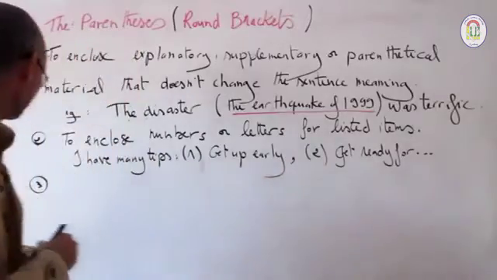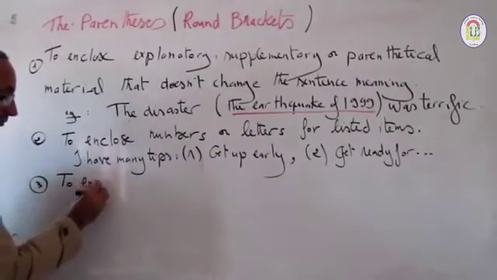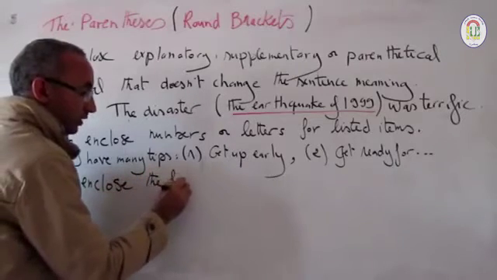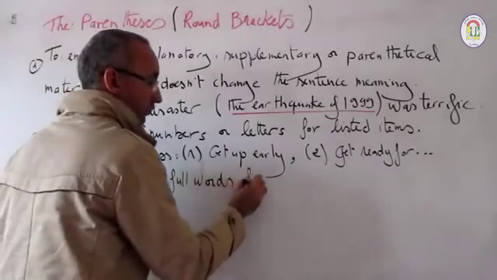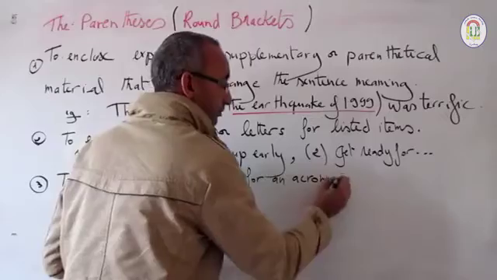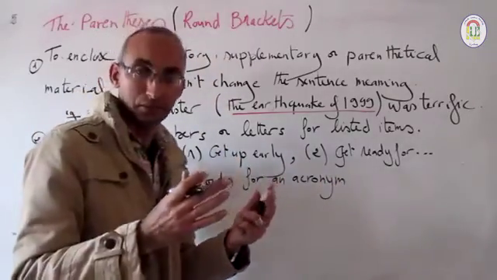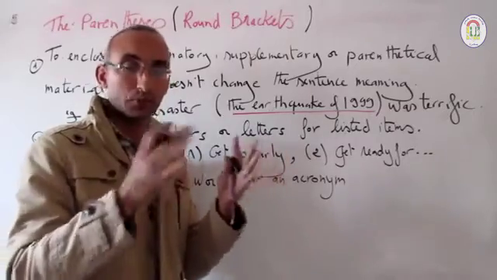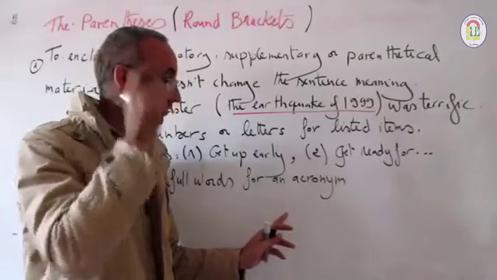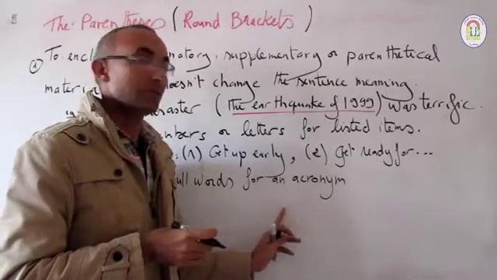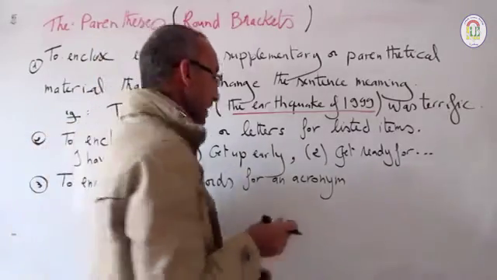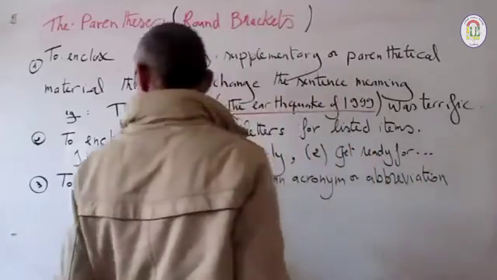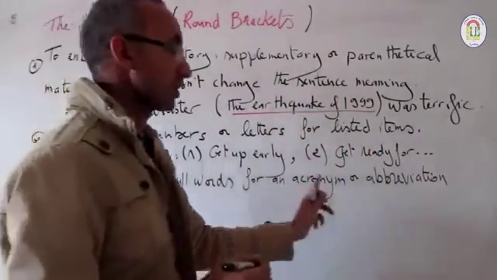And even in case when you write only sometimes the acronym alone, you can in English place it between parentheses. So we write here to enclose the full words for an acronym or abbreviation. Right, acronym is what? Acronym is an assembly of the first letters of a group of words which come together. We put them in the form of one word. Like, for example, FBI, Federal Bureau of Investigation.